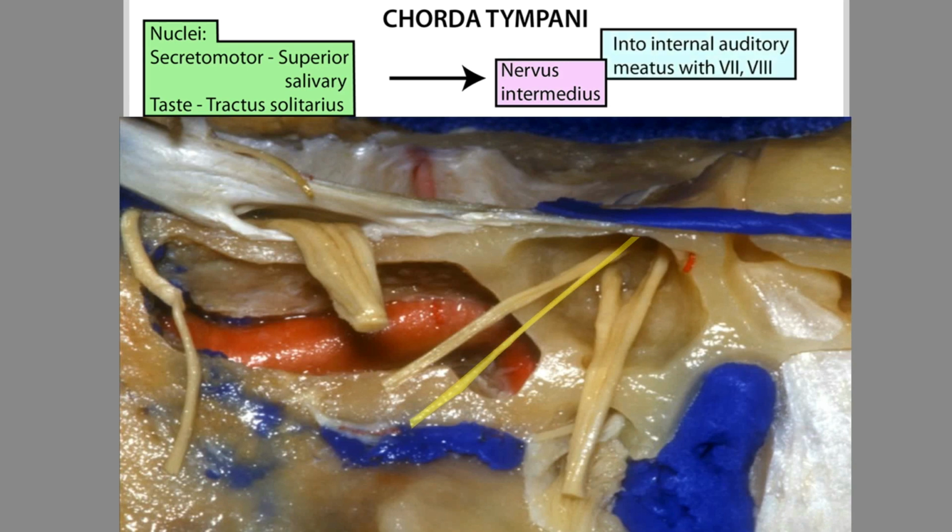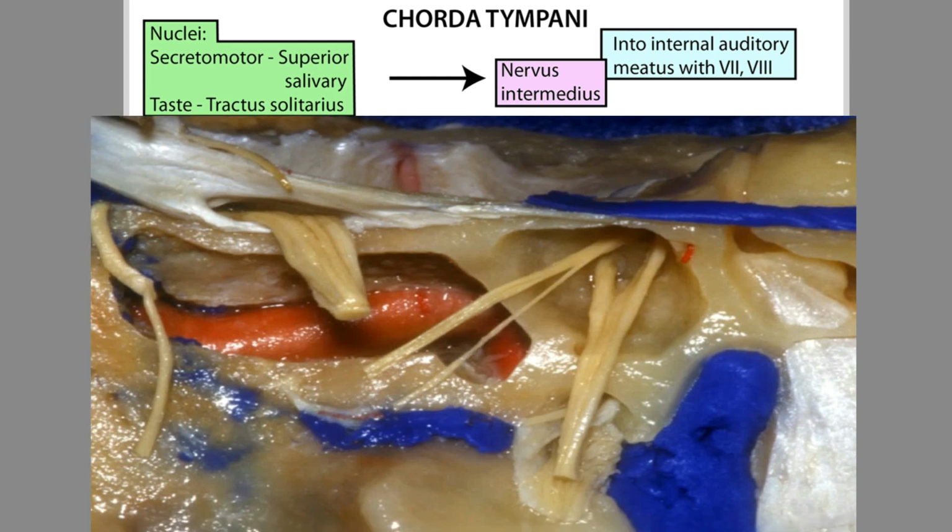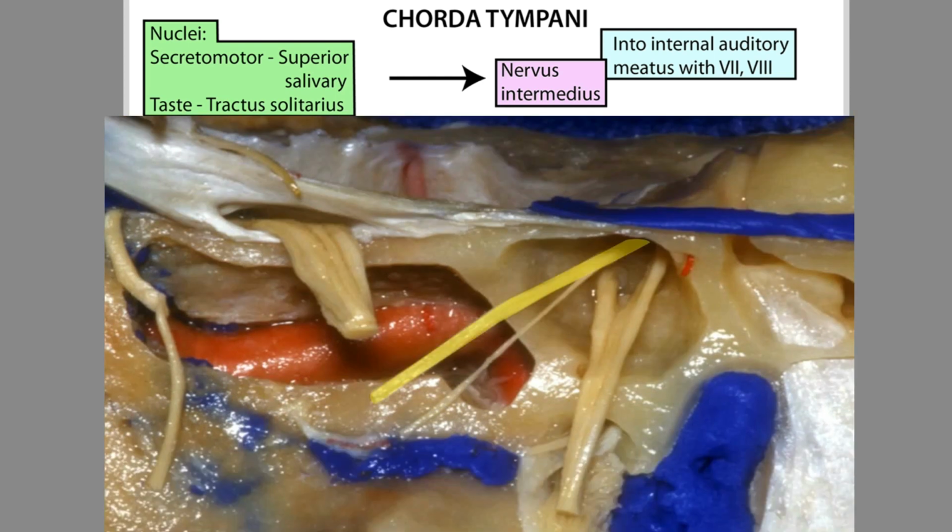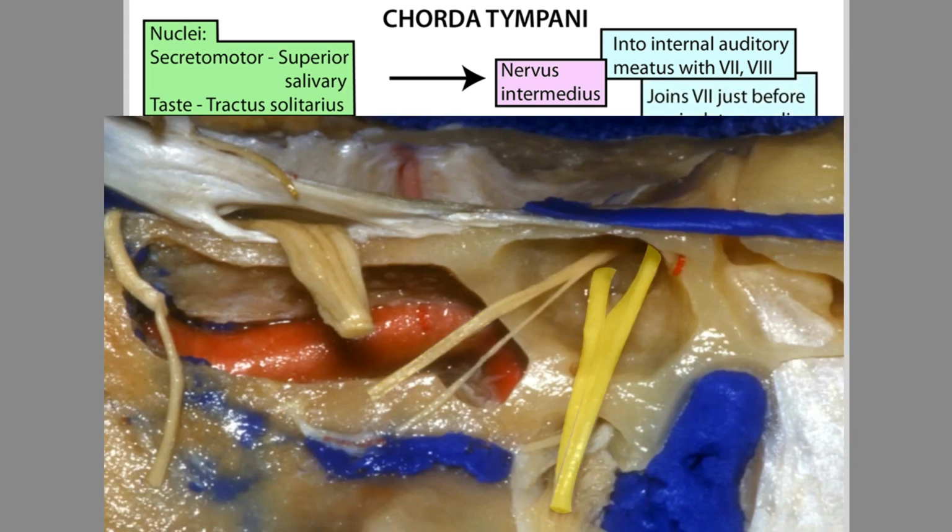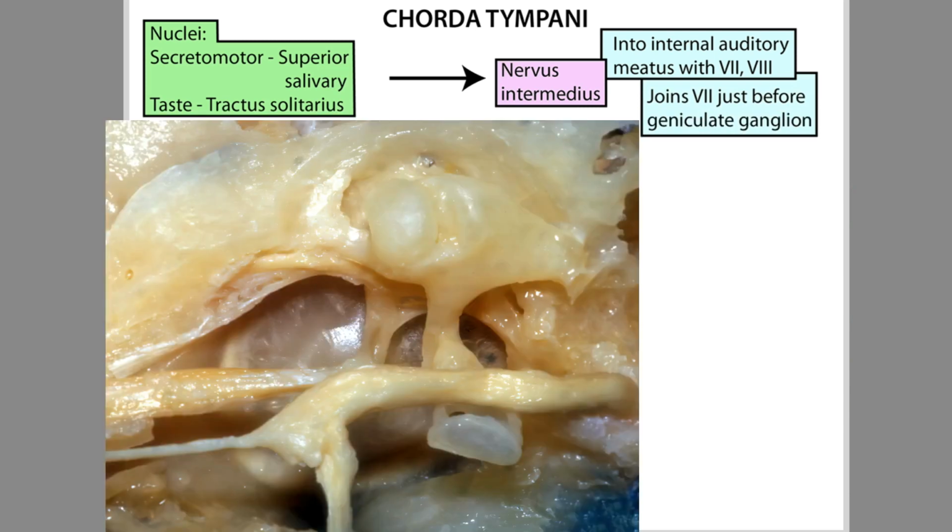The nervus intermedius is simply part of the seventh cranial nerve, but it's a small separate piece that contains the fibres that we've mentioned together with a small sensory branch. It passes into the internal acoustic meatus together with 7 and 8. It then joins the seventh nerve just before it reaches the geniculate ganglion.